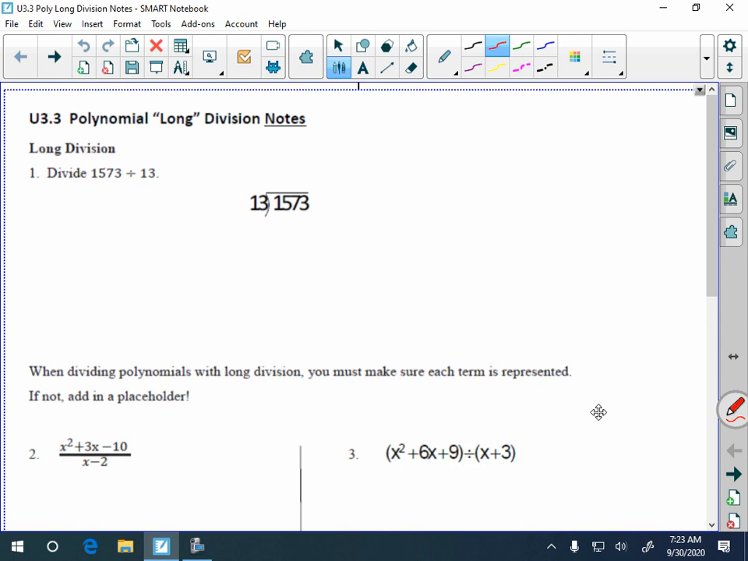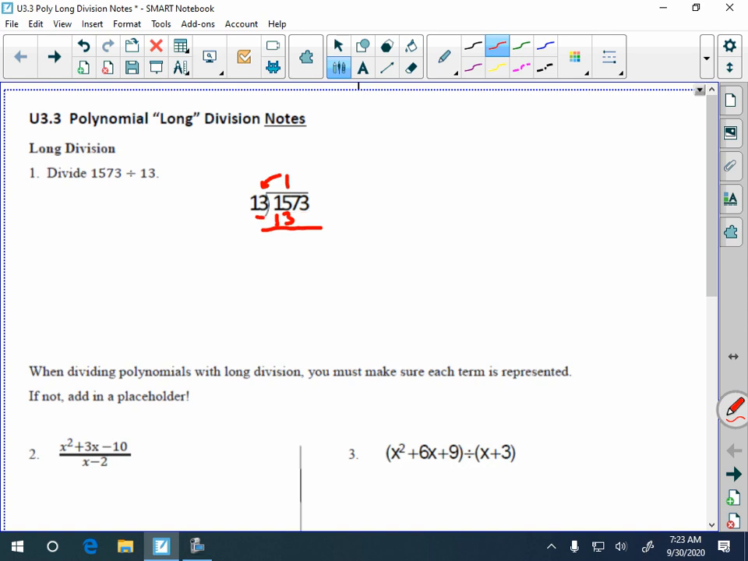So when we divide, we're looking at 13 and seeing how many times it goes into 1, and it doesn't go into 1 at all. And so then we go to how many times does 13 go into 15? Well, it goes in 1 time, so we put a 1 up on top. Then really what we're doing is multiplying that 1 times 13, and we carry that under the 15. Then we would draw a line. It's important that we remember this. We draw a line, and then we subtract.